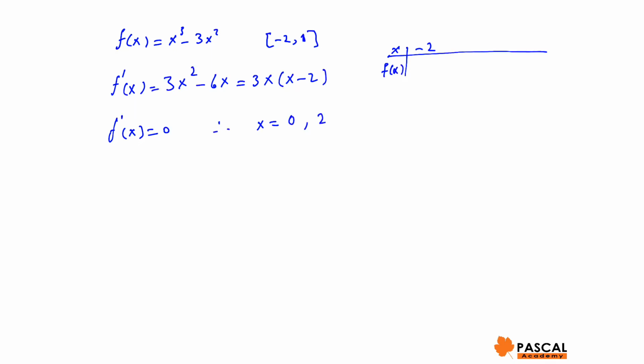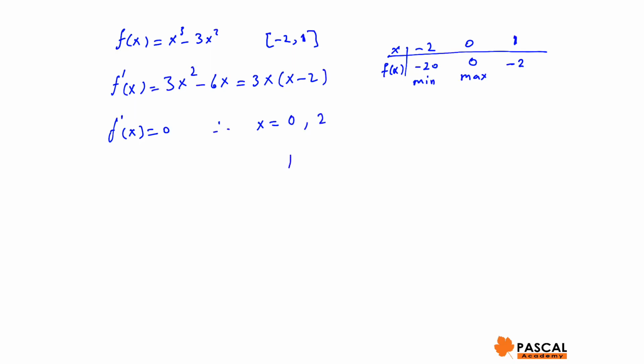We evaluate the value of f when x is -2, 0, and 1. f(-2) is -20. f(0) is 0, and f(1) is -2. Therefore, the maximum of the function is 0 when x is 0, and the minimum of the function is -20 when x is -2.